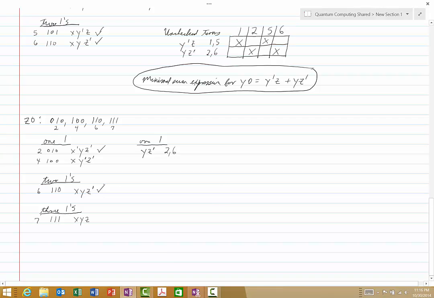What about 4 and 6? Yes, those should combine, because the upper number is smaller than the lower number, and the difference between 4 and 6 is 2, which is a power of 2. And when we look at 4 and 6, we see that they differ in the y position, so that drops out, and we're left with xz prime. 6 already has a check by it, but now 4 will get a check.